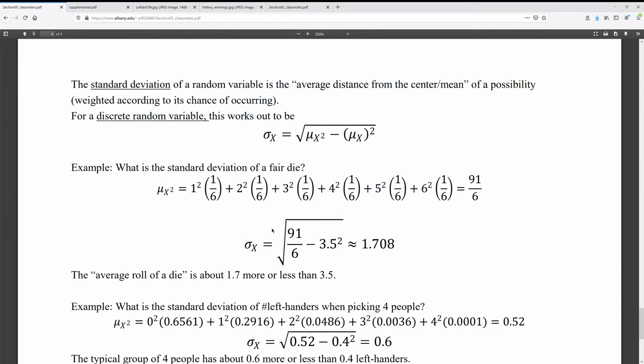If I do this calculation, then round it to 4 places, I am going to get this. So there was no intermediate rounding in my case. There's no rounding error. I mean, it is true I rounded it up, 1.7078 something, but it's accurate. Call it 1.7 for verbal purposes. The average roll of the die is about 1.7 more or less than 3.5.